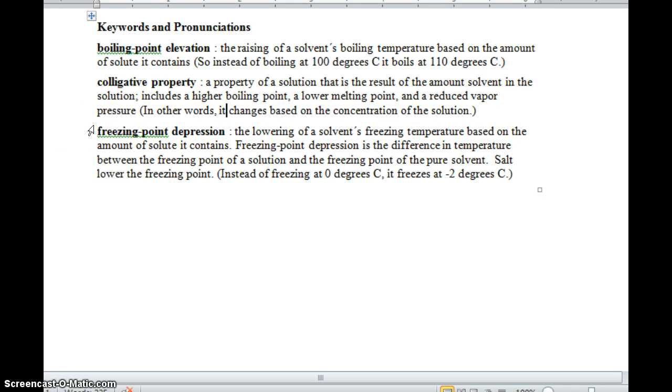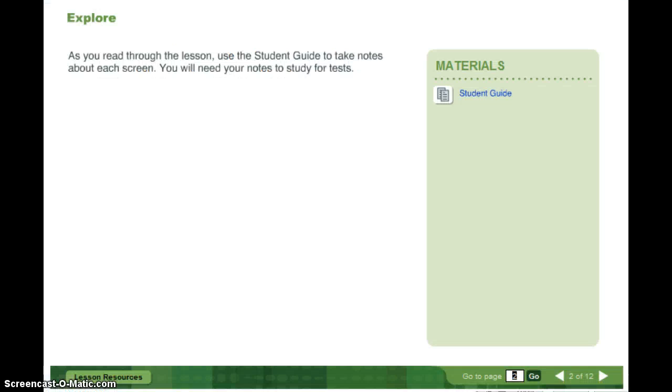Freezing point depression: the lowering of a solvent's freezing temperature based on the amount of solute it contains. Freezing point depression is the difference in temperature between the freezing point of a solution and the freezing point of the pure solvent. Salt lowers the freezing point. So instead of freezing at 0 degrees Celsius, which is what pure water does, when you add salt, it can freeze at -2 degrees Celsius.